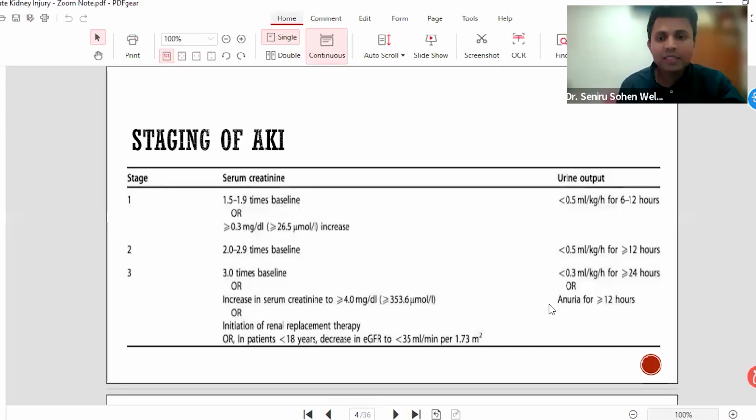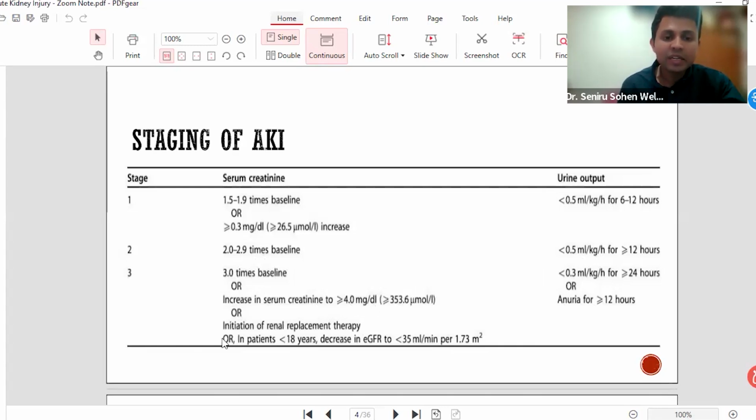Stage 3 would mean whether the patient is having anuria for more than 12 hours or having oliguria for more than 24 hours, then the patient is in severe AKI or stage 3 AKI. Creatinine wise, if the creatinine has gone more than 4, that is the absolute level, that would mean that the patient is in stage 3 AKI. Or if you know the baseline, which may be a questionable fact, but if you know the baseline, if it's more than 3 times the baseline, again the patient would be in stage 3.